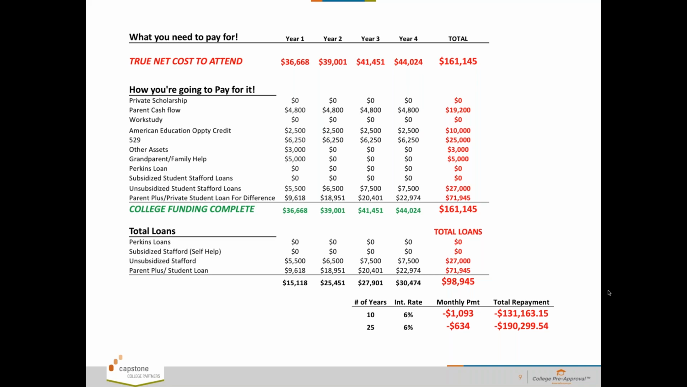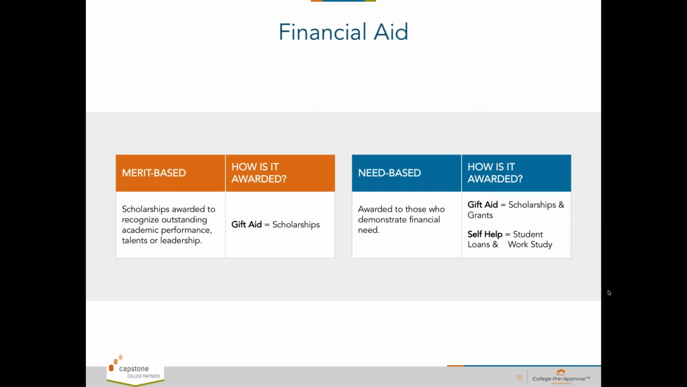If we can begin to project what a school's net cost will be, a key part of that obviously is understanding how financial aid works. So financial aid at a high level, there's really 2 types. Number 1 is merit-based aid, and that's scholarships. That's true scholarships, money you don't have to pay back. We call it gift aid. And on the need-based side, it's actually much more complicated, because there certainly are grants and scholarships, but there's also what they affectionately call self-help, which is student loans and work study.